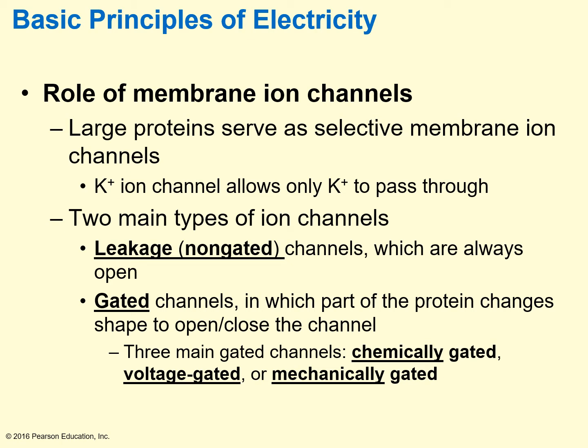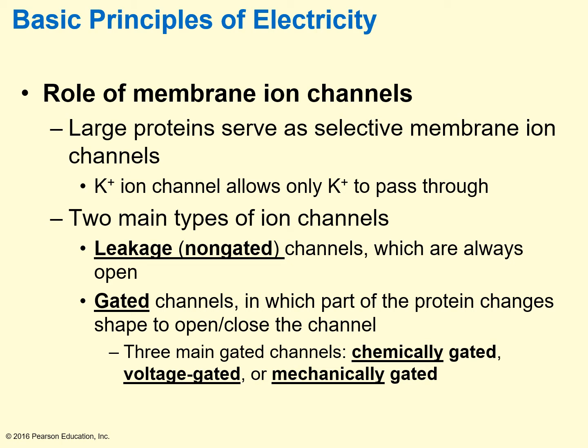There are some that are known as leakage channels or non-gated channels. These are always open. Now they will be specific, so if it's a sodium leak channel, then the sodium ion is always able to pass through, versus a potassium channel, which the potassium is always able to pass through. The other type of ion channel is a gated channel, and these will open and close in response to different changes. Usually there's a shape change that triggers the opening and closing of the channel, and these also are very specific for which ion can move through it.